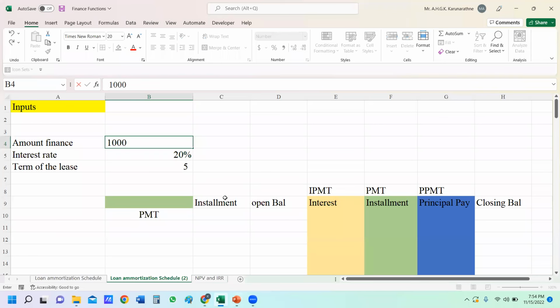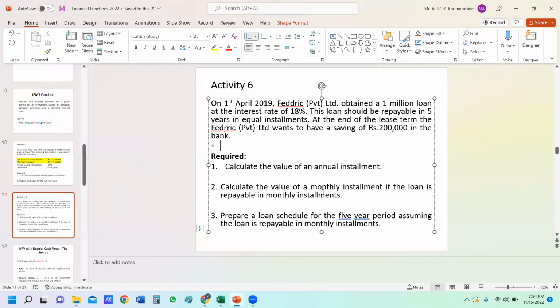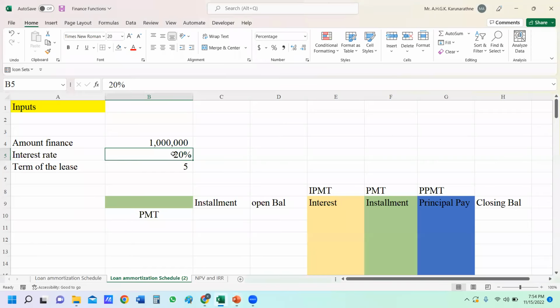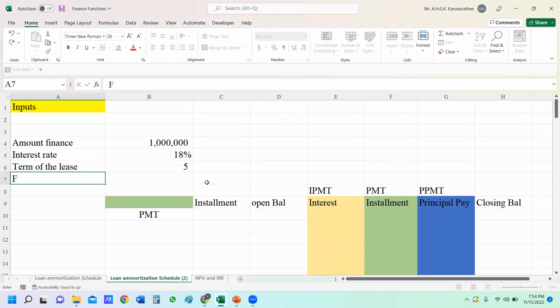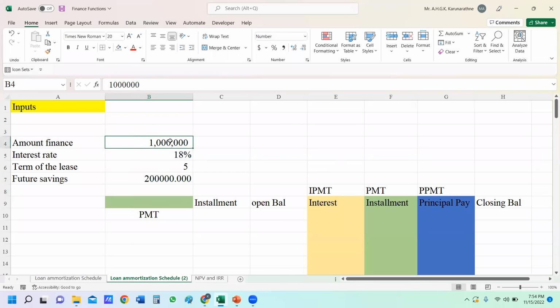Amount financed, according to the given information, is 1 million. The interest rate is 18%, repayable in 5 years. At the same time, you need to have a future saving. Expected future saving, how much do you need to save? 200,000. These are the only information given.